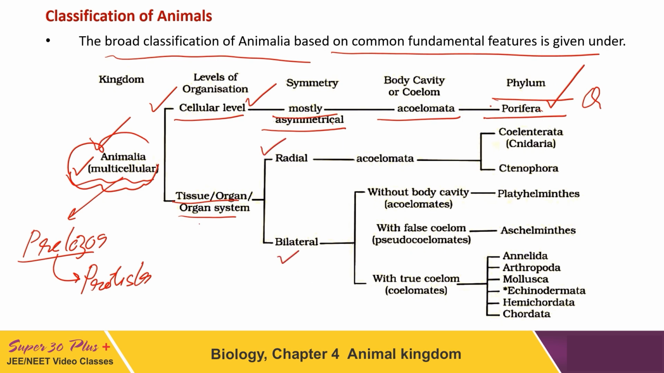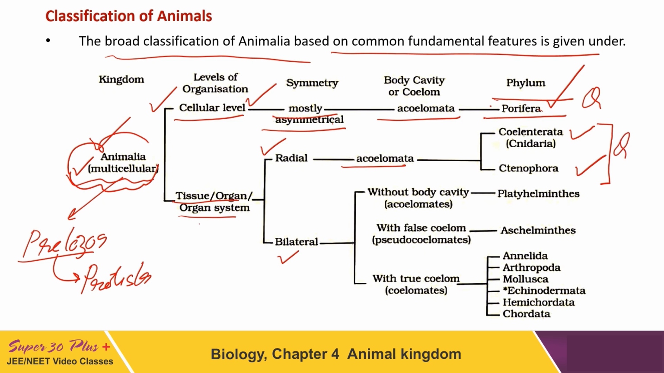A good chart this is. Radial: these are Coelenterata and Ctenophora. These are examples of radial symmetry. Can you remember it? You have to remember it for examination.